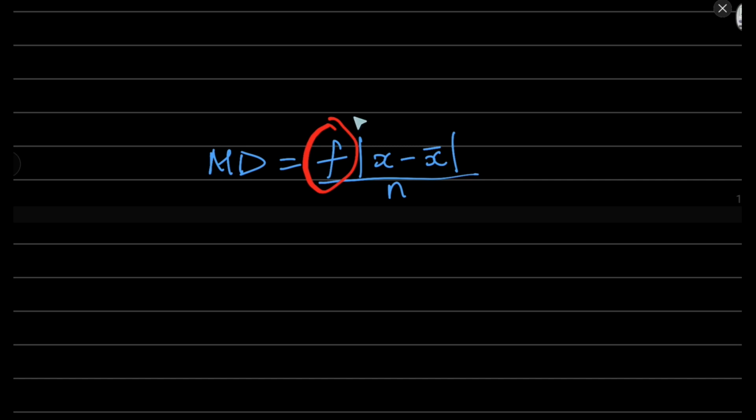Here we have the absolute deviation, the two straight bars. The two straight bars mean absolute value. Absolute value of what? Absolute value of x minus x bar. X minus x bar simply means the deviation of the x values from the mean. X bar means mean. X are the x values. So the deviation of the x values from the mean, that's what x minus x bar means. So whenever I say the deviation from the mean, I'm referring to x minus x bar.